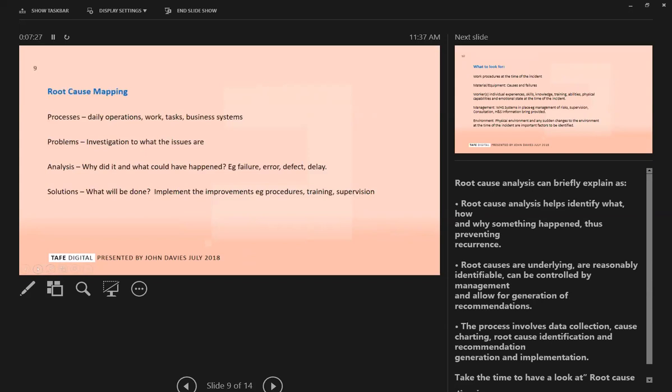Root cause analysis can be briefly explained as analysis that helps identify what, how and why something happened, thus preventing a reoccurrence. Root causes are underlying, reasonably identifiable, can be controlled by management and allow for generation of recommendations. The process involves data collection, cause charting, root cause identification, and recommendation generation and implementation. Take the time to look at root cause analysis for beginners.